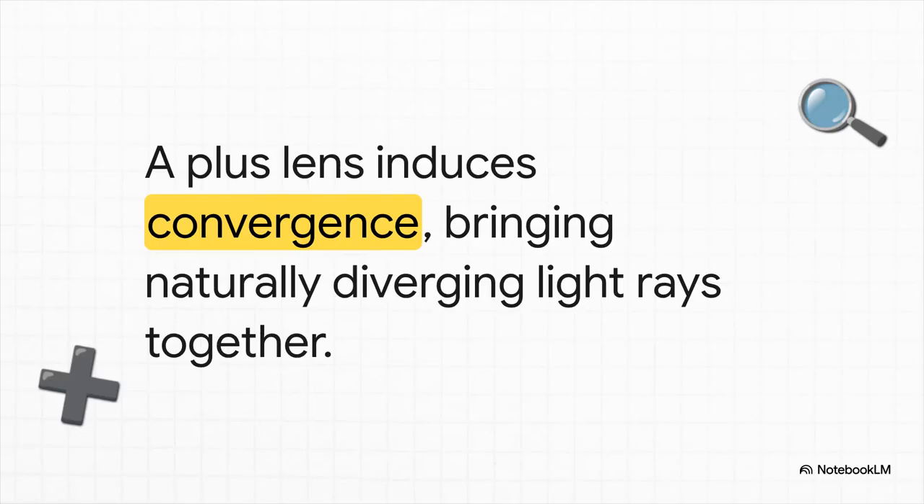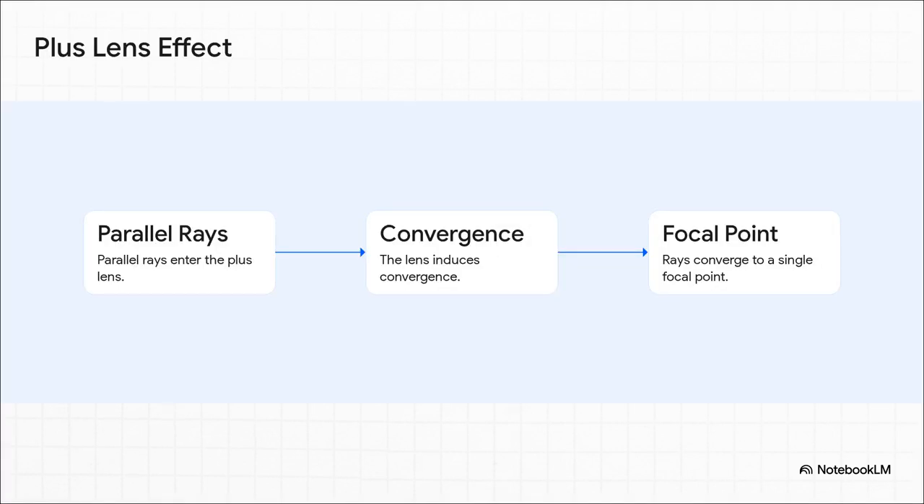The fundamental superpower of a plus lens is its ability to induce convergence. Remember our universal rule. Light naturally diverges. A plus lens actively fights against that natural tendency by bringing light rays together. Try to visualize this sequence. Imagine parallel light rays, which, remember, have a vergence of exactly 0, entering our plus lens from the left side. As they pass through that refracting surface, the lens induces convergence. The rays are physically bent toward each other until they finally meet at a single, distinct focal point over on the right side of the lens.